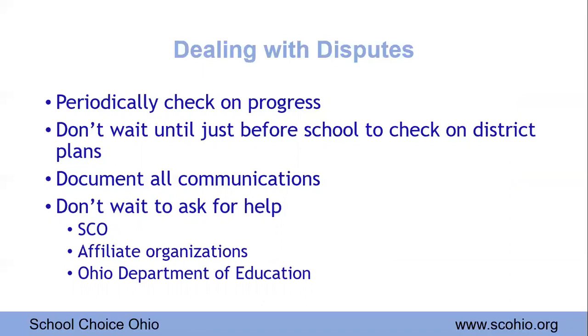As we mentioned, document all communications. This is going to be critical if this dispute goes all the way to impracticality and a hearing and a decision by the State Board of Education. Having that information is critical. Don't wait to ask for help. If you have a question or something isn't working, you can come and talk to School Choice Ohio. We're happy to help. If you are part of associations or accrediting agencies or affiliate organizations, reach out to them. You can also request some assistance from the Ohio Department of Education.